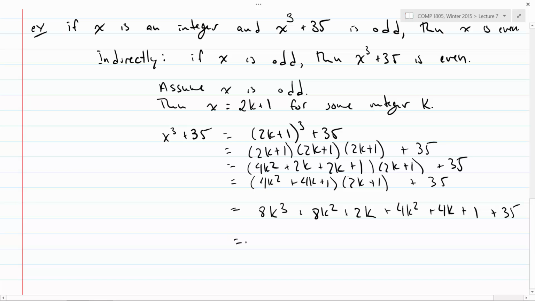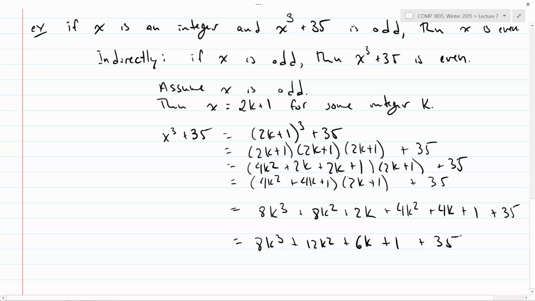All right, so now I just need to clean this up a little bit. I have an 8k cubed, a 12k squared, a 6k, and then a plus 1, and I still have that plus 35 out there, which is exactly what I had before. So it's okay if you don't know the fast way. There is a fast way to do this using the binomial theorem, which we used to teach in this class, but we don't anymore. Worst case scenario, just write it out by hand.